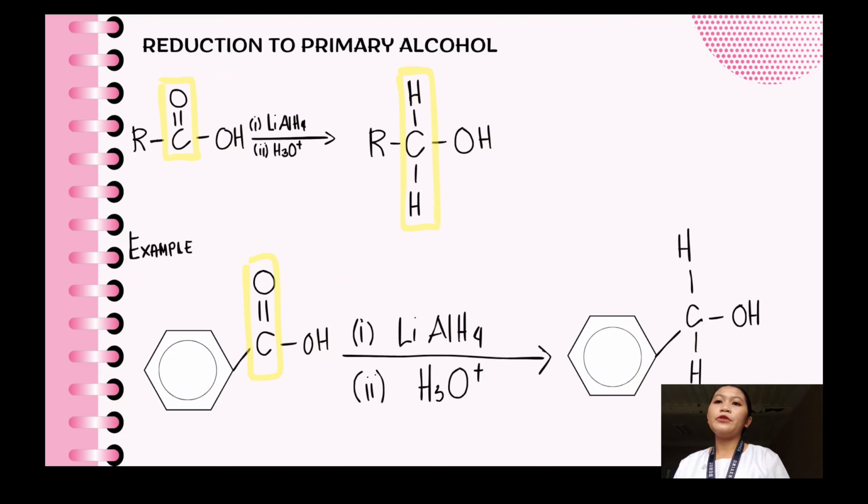The next is we are going to talk about the reduction reaction. First is the reduction of carboxylic acid with the reducing agent: 1, lithium aluminum hydride; 2, H3O+. It will form a primary alcohol, but when the alcohol undergoes oxidation through a strong oxidizing agent, it will form back a carboxylic acid.